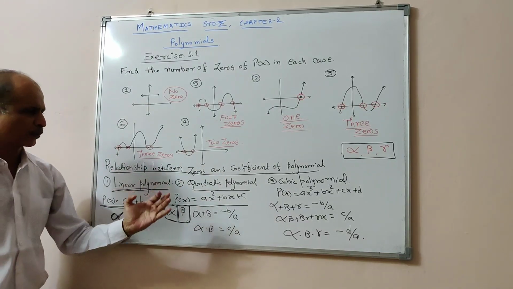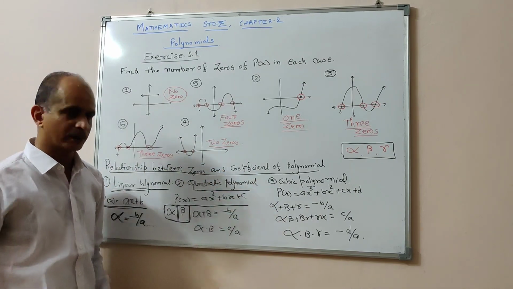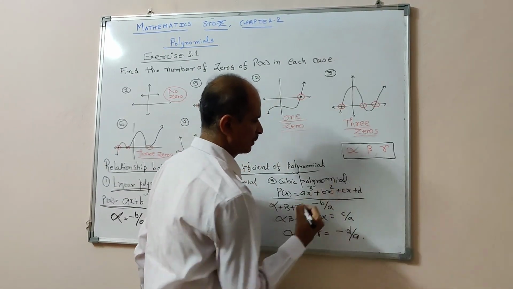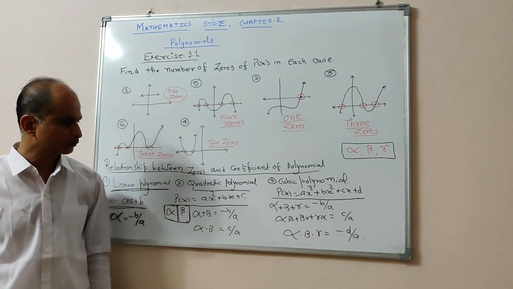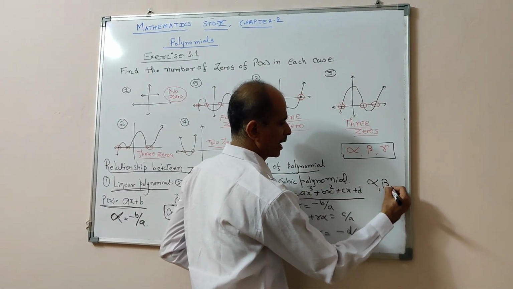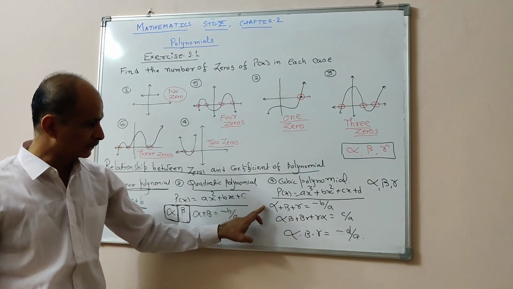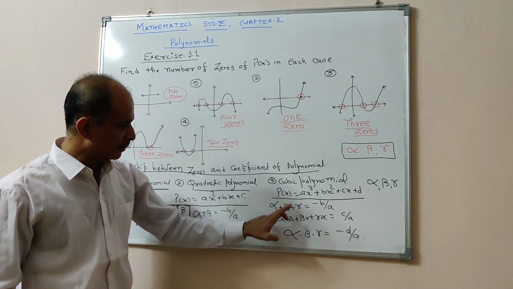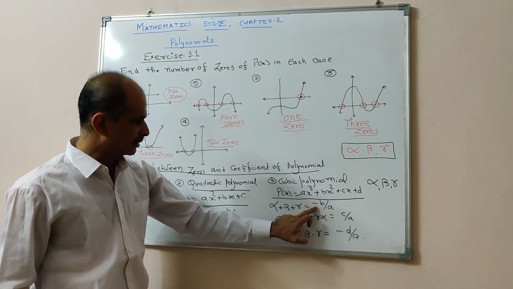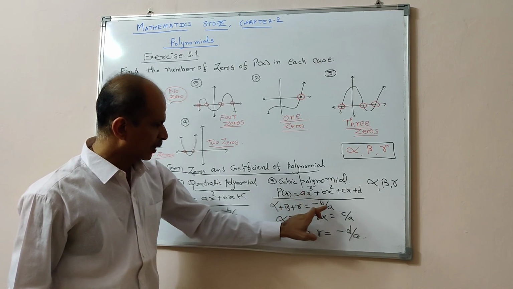Similarly, we can also prove a relationship between zeros and coefficients for a cubic polynomial. You know the general formula is ax³ + bx² + cx + d. So here there are three zeros, denoted by alpha, beta and gamma. So there are three relationships. First one, alpha plus beta plus gamma is equal to minus b by a. One can say minus coefficient of x square upon coefficient of x cube.